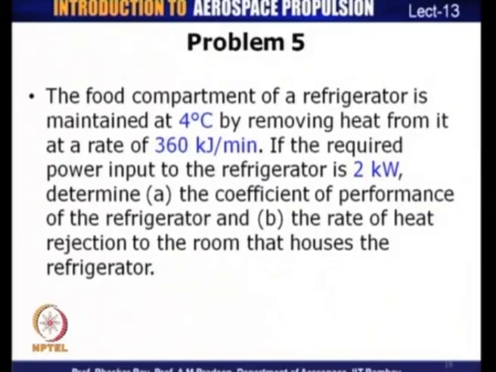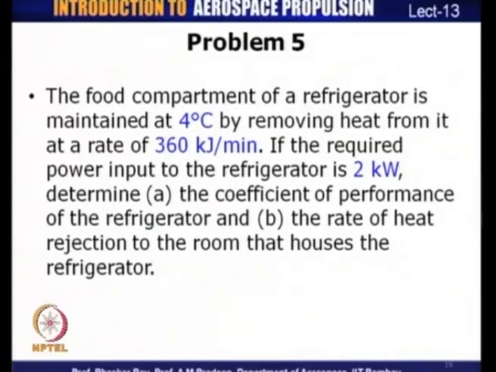So, the problem statement is: the food compartment of a refrigerator is maintained at 4 degrees Celsius by removing heat from it at the rate of 360 kilojoules per minute. If the required power input to the refrigerator is 2 kilowatts, determine part A, the coefficient of performance of the refrigerator, and part B, the rate of heat rejection to the room that houses the refrigerator.